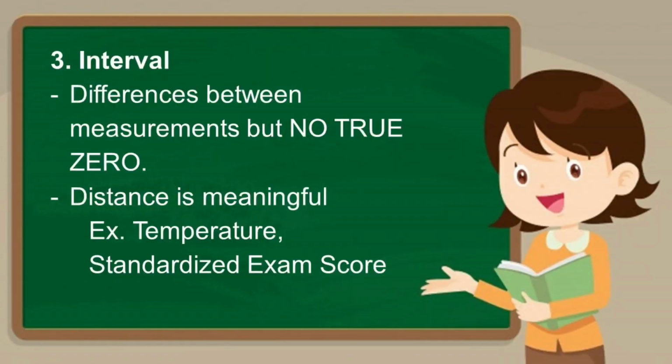And of course, number 3, we have the interval. When we say interval, ito yung medyo nalilito yung iba. Kasi when it comes to interval, it refers to differences between measurements but no true zero. Distance is meaningful. For example, temperature, standardized exam score. Ano po bang ibig sabihin ng no true zero?